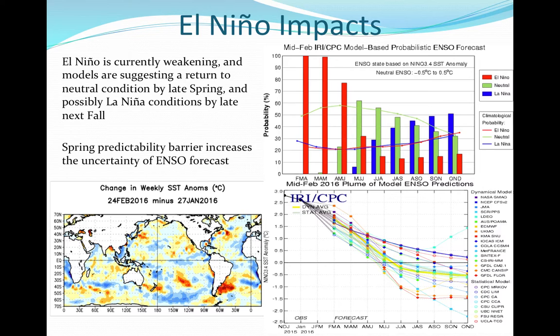You can see the big spread of the models here going out into next year, or towards the end of this year. One thing I wanted to note is that we're coming up on a time where the models don't perform as well as they do during other times of the year. That's because during spring, they just don't capture the dynamics of the atmosphere and the ocean as well as they do in other times of the year. So there's a lot of uncertainty during what we call the spring predictability barrier.